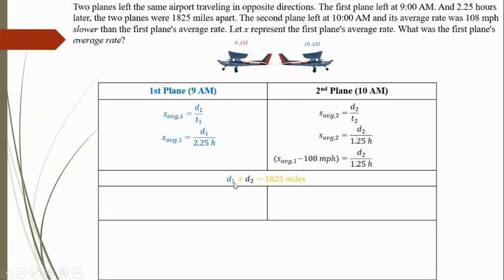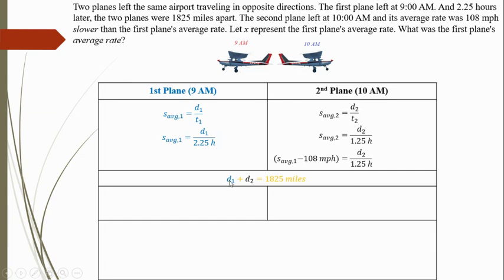Therefore, implying that the distance that the first airplane has flown plus the distance of the second airplane should equal 1825 miles. Even though they're moving in the opposite direction, after 2.25 hours, that's how far they're apart. Well, that 1825 represents D1 plus D2. So from here, it gives you a hint what to do in terms of solving for S1.